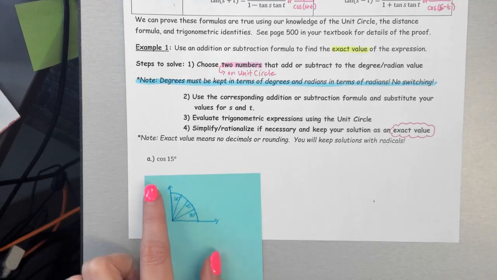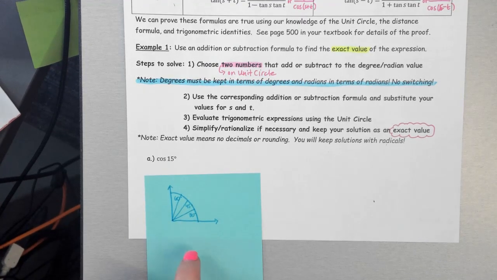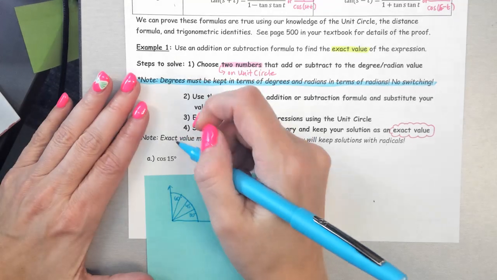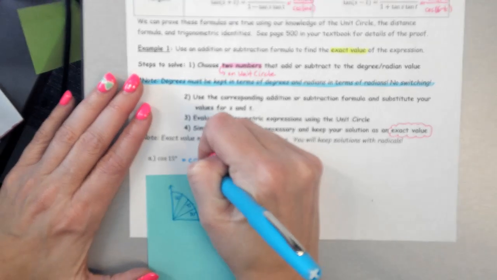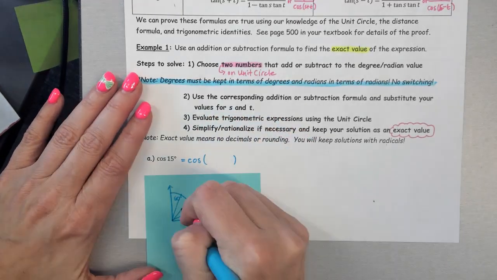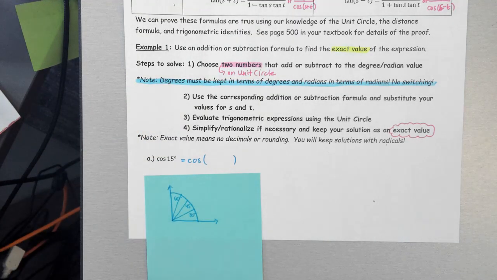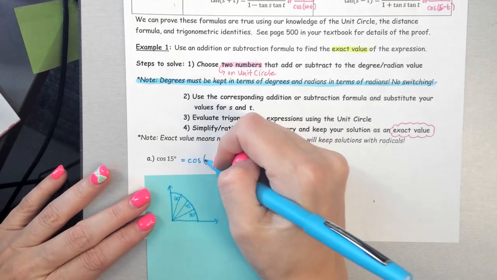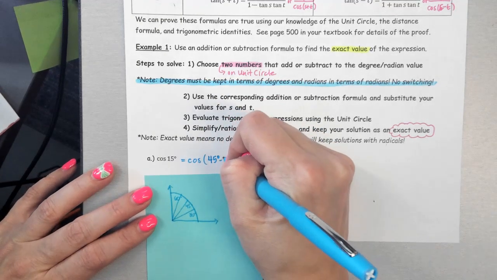Okay, so there's nothing I can add to get to 15, but what can I subtract to get to 15? What two numbers can I subtract to get 15 degrees? Yeah, so you could do 60 minus 45. What else did you do? 45 minus 30. Okay, so there's multiple different ways to do this. You will get the same simplified answer here. Okay, I did 45 degrees minus 30.